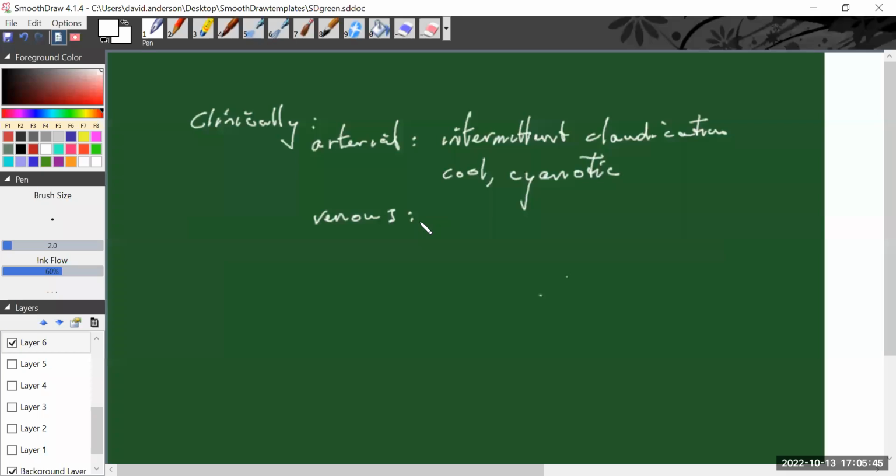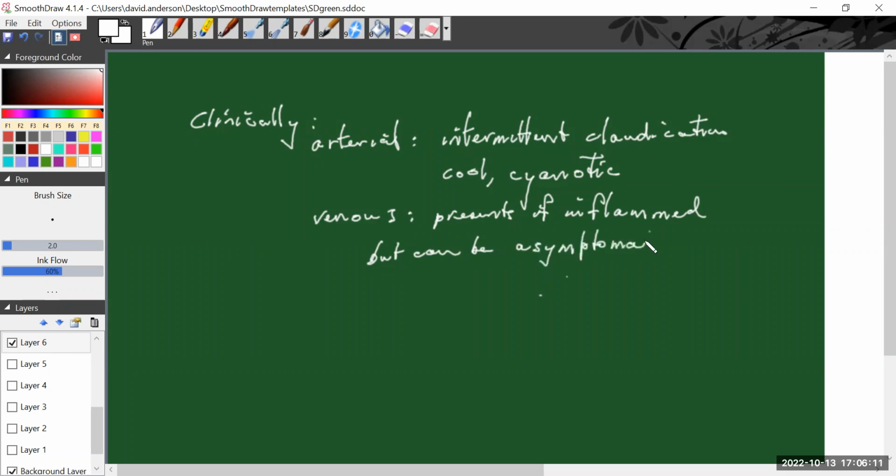Now with venous, we already talked about what happens if it causes inflammation. If inflamed, and we have that on the previous slide, we know there will be tenderness and edema and all that stuff, but it can be asymptomatic until the thrombus breaks and is released.